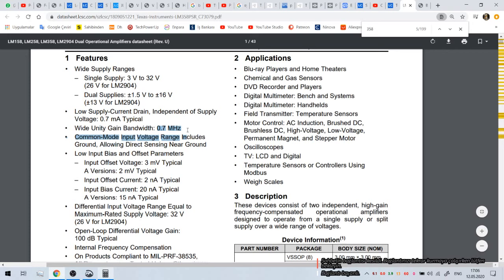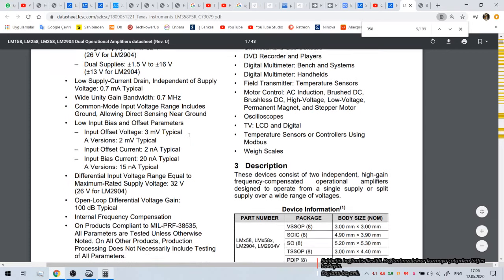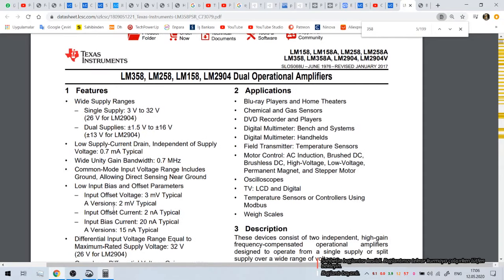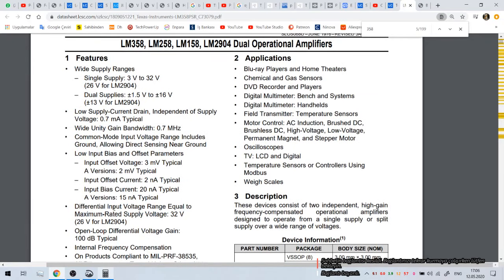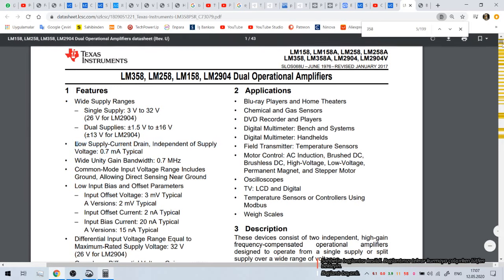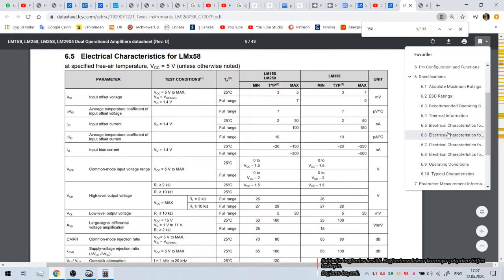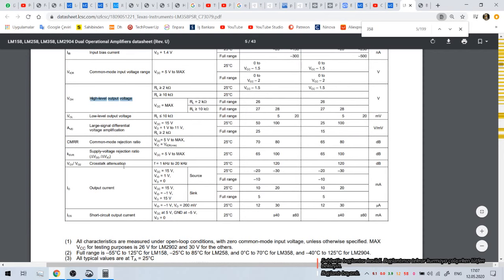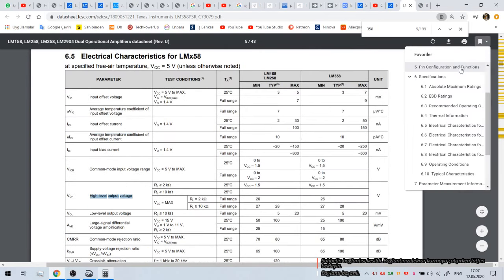I also want to show, where was this? Yes, wide unity gain bandwidth is 0.7 megahertz. Open loop differential voltage gain 100 dB typical. Yes, I can say it is very great for this application. And yes, that's it. Low supply current drain independent of supply voltage, 0.7 milliamp. Yes, this is also input bias offset current, high level, low level. Yes, it is stated at the beginning.